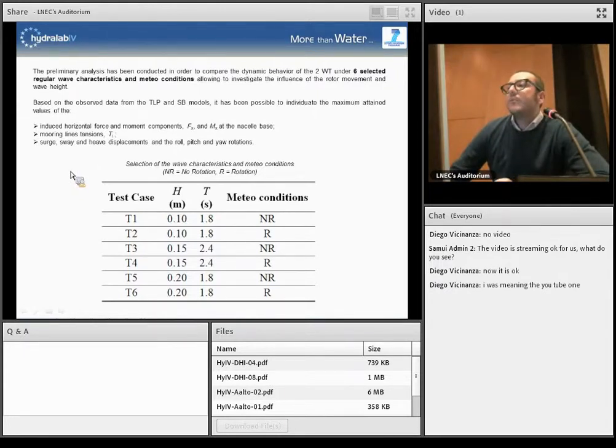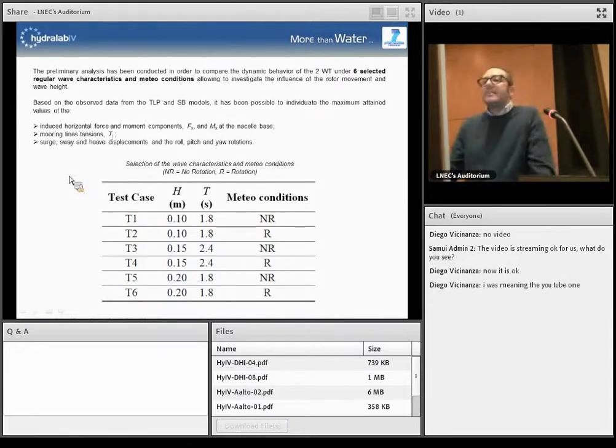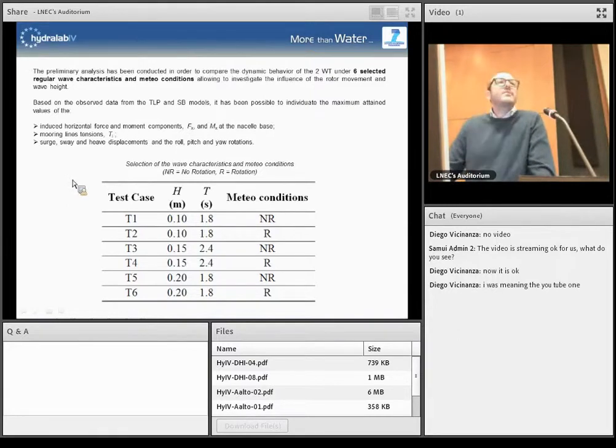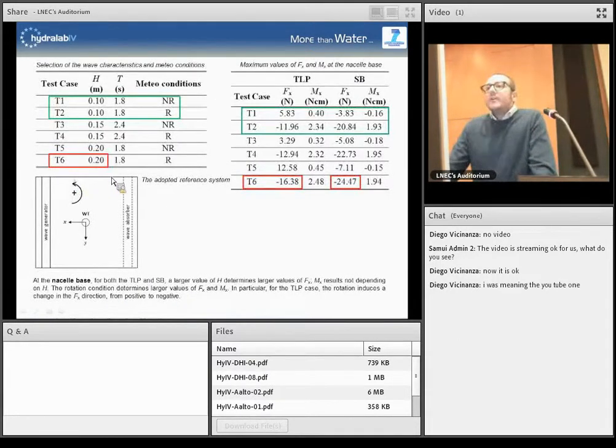With reference to the maximum values of the induced horizontal force and the moment component at the nacelle base, we observed that for both the TLP and spar buoy, a larger value of wave height determines larger values of the horizontal force. On the contrary, the moment component results not depending on the wave height. The rotation condition determines larger values of the induced horizontal forces and moment, and in particular for the TLP case, the rotation induces a change in the direction of the horizontal force from positive to negative, as shown in the table on the right side.